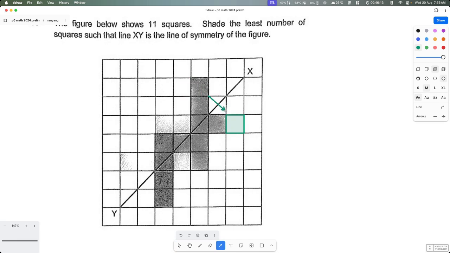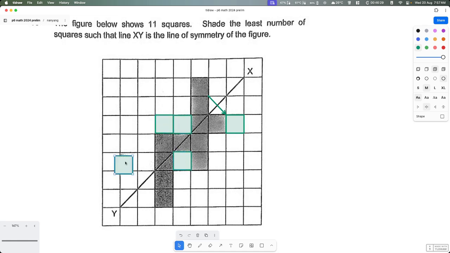Let me just use a line as well. So across is 1 and across is 2 here as well. Okay, so I'm going to create another green. Okay, and then across is 3 like this. And another one is this.